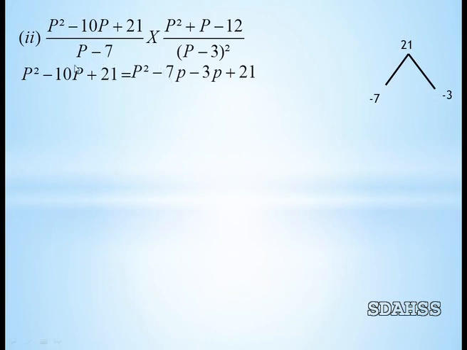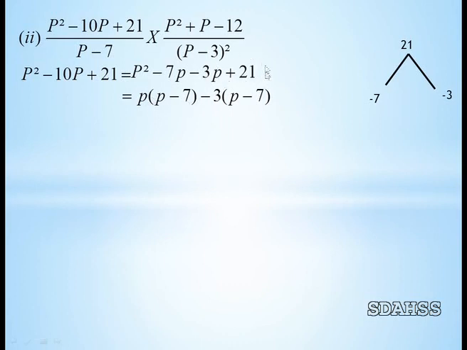Instead of minus 10p, you can write minus 7p minus 3p, and keep the third term 21 as it is. Now in the first two terms, p square minus 7p, p is common, so take it outside, then you will get p into p minus 7.